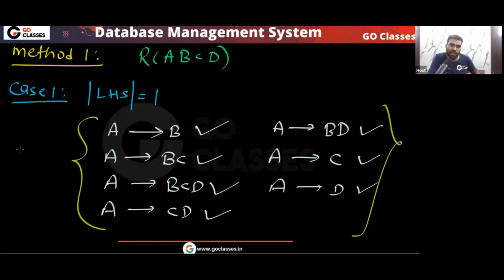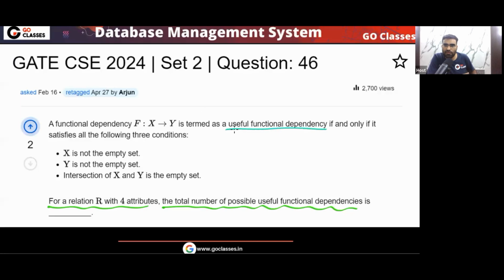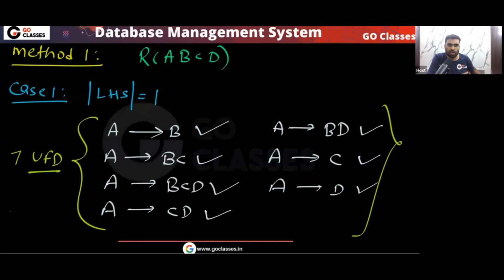create. Okay, these 7 I can create, 7 useful FDs, UFD. In short, I'm writing it UFD. So I can say there are 7 UFDs of the form A determining something, something, something. Yes or no? Is this clear?